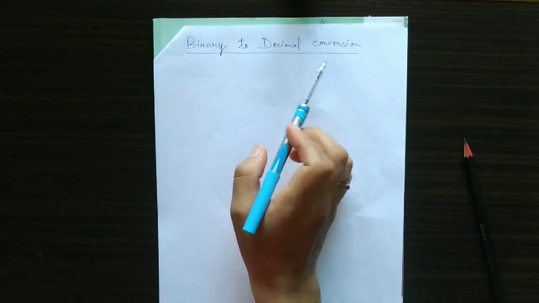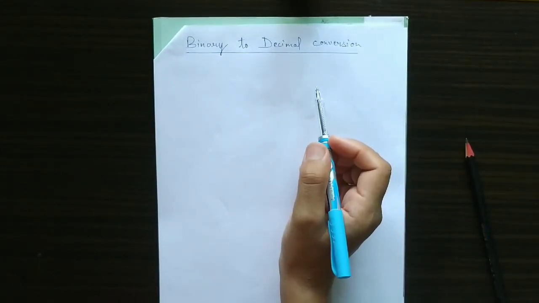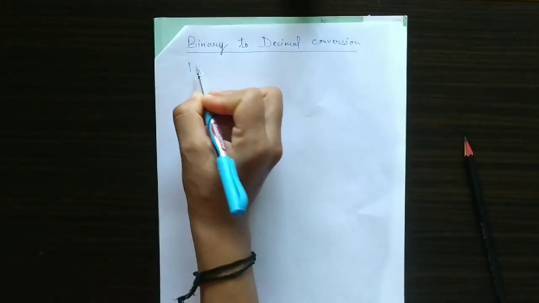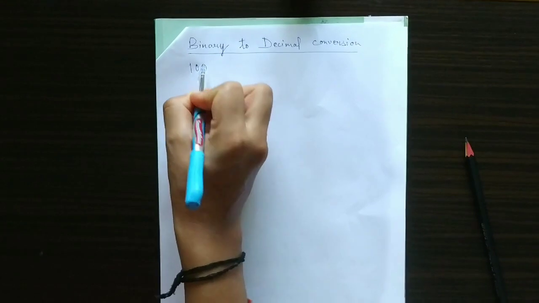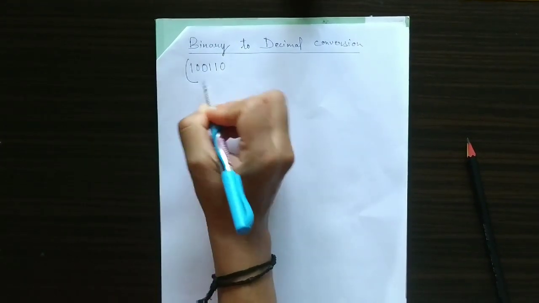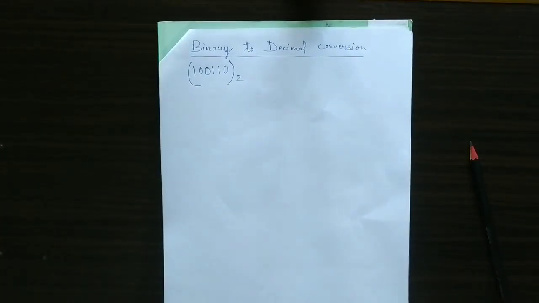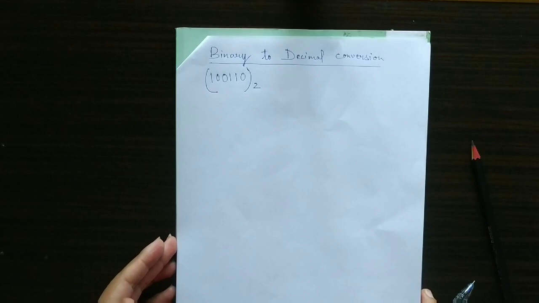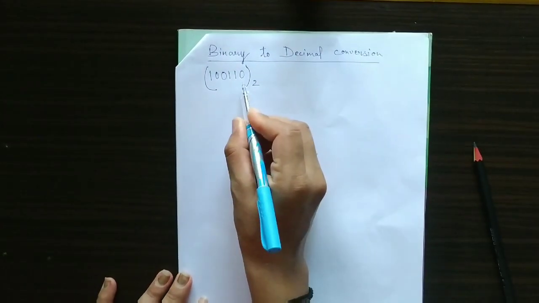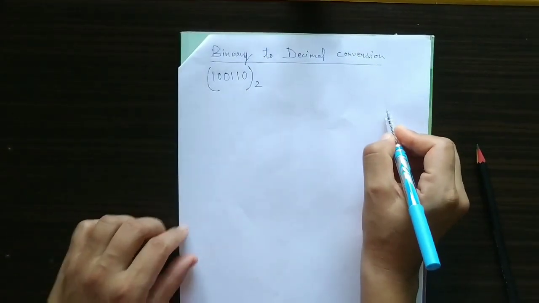Now, I will tell you how to convert one number system into another. Binary to decimal conversion. For example, binary number is 100110. Now I have to convert this number into decimal number. To do this, I will write the digits from right to left.